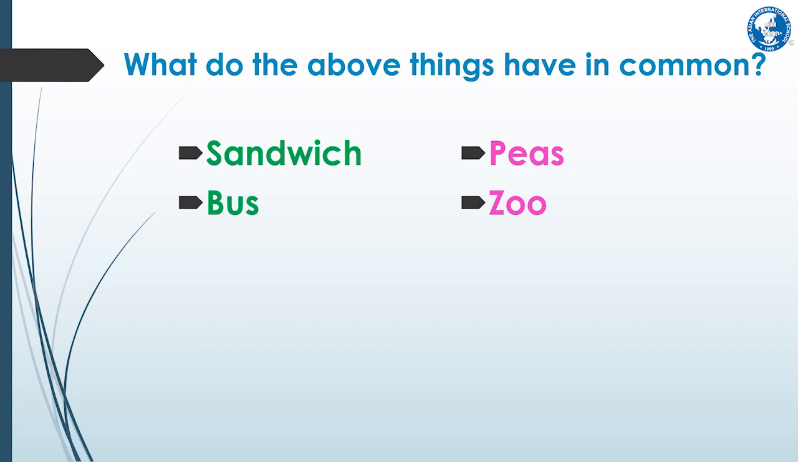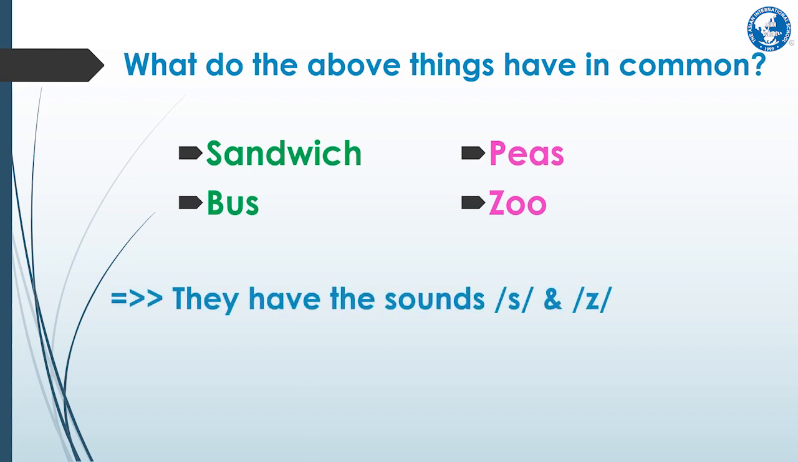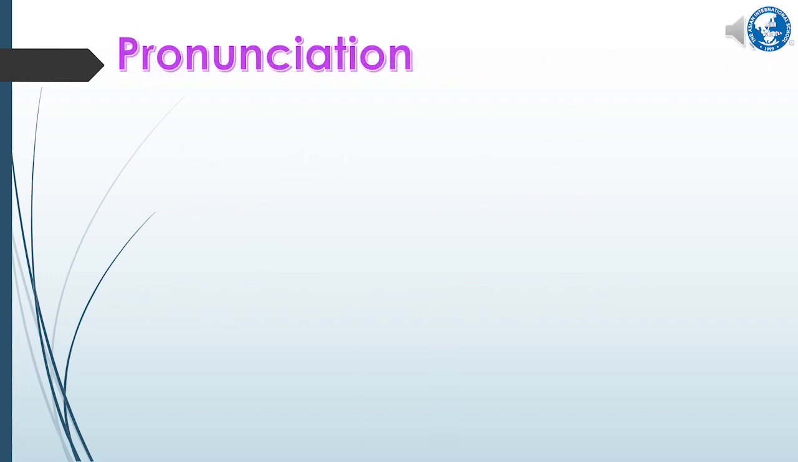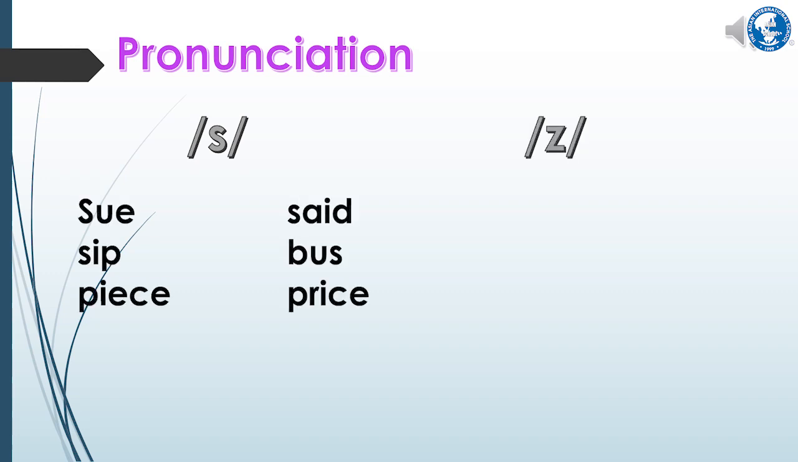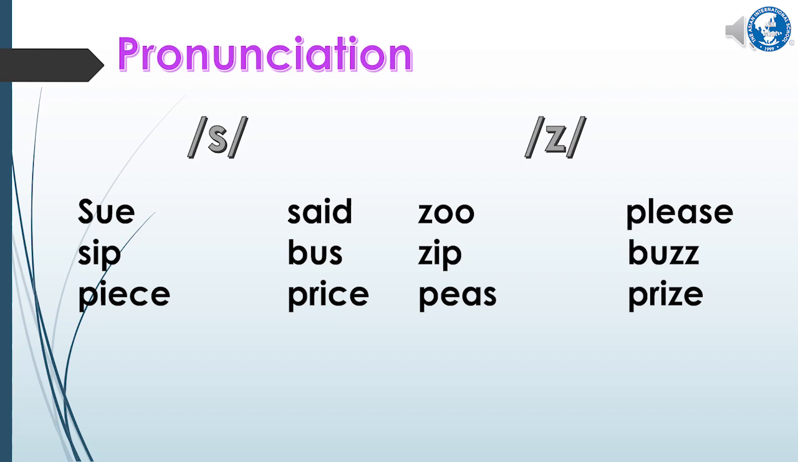Okay, let's focus on the pronunciation. What do they have in common? They have the sounds s and z. To have you distinguish the two sounds s and z, I have a list of words for you to practice. Now listen first.